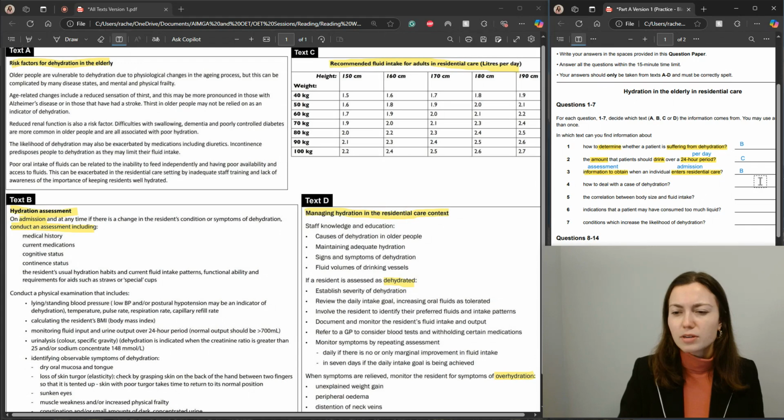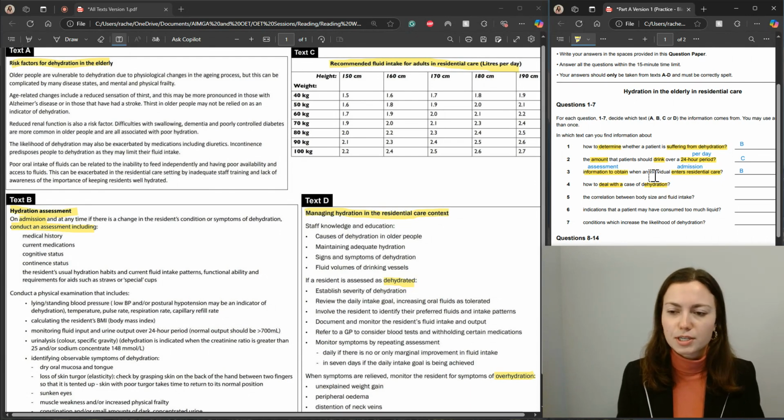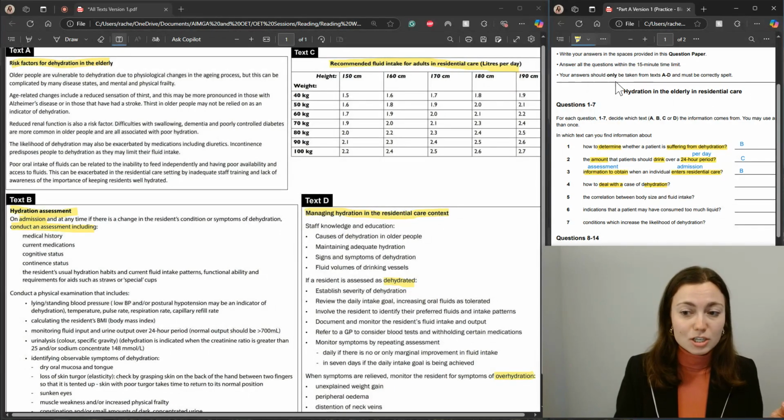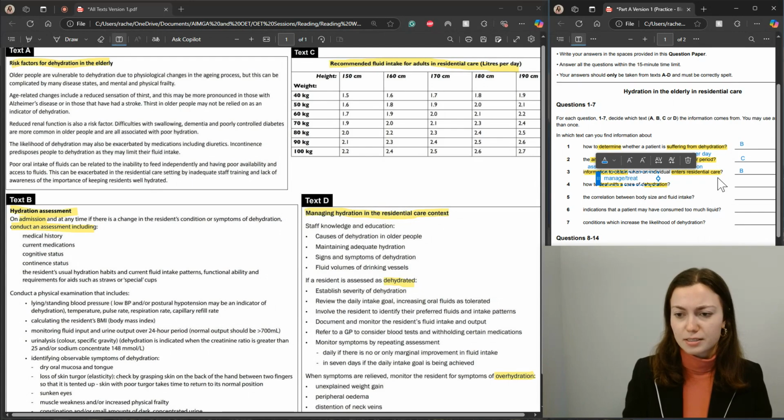Okay, number 4, how to deal with a case of dehydration. I look for keywords, so deal with, often our keywords are verbs. Case of dehydration. Now all of the texts, all 4 of them are talking about dehydration, so it may not be a clue for us. But if you think of the word deal with, are there any synonyms that come to mind? One that certainly should is the word manage, or even treat in that case.